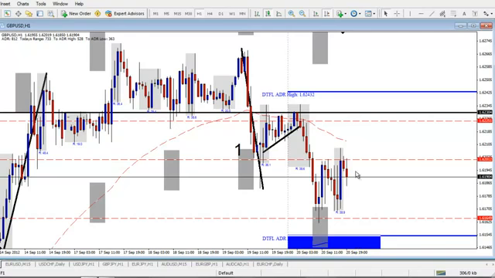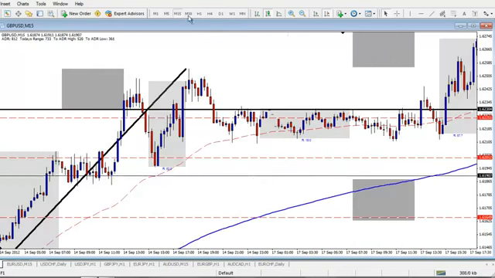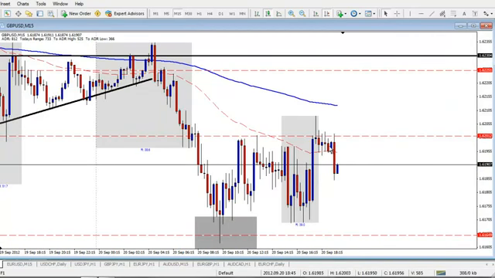And I managed to get the recorder on in time when I was taking that trade, so I do have the original entry, and I'm not going to walk through it too much because we do that in the next video.